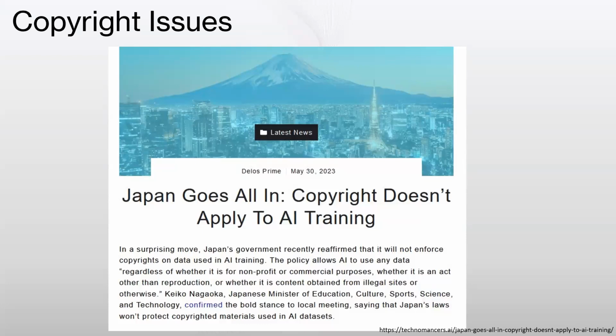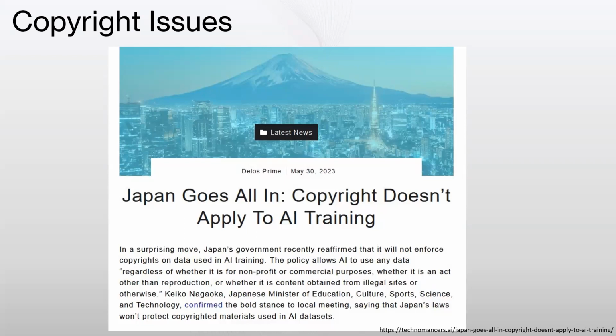So as we see here, Japan's government reaffirmed that it will not enforce copyrights on data used in AI training. Now, this news is part of Japan's ambitious plan to become a leader in AI technology. Not everyone in Japan is on board with this decision. Many artists are concerned that AI could lower the value of their work.